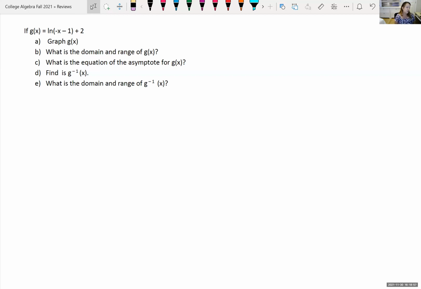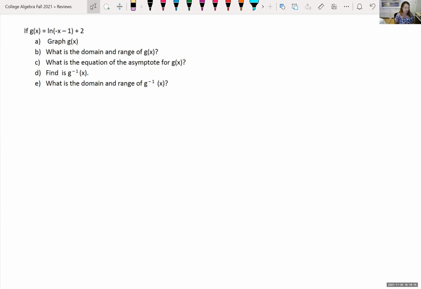Our next example is g of x equals the natural log of -x minus 1, plus 2. It says graph g of x. What is the domain and range of g of x? What is the equation of the asymptote for g of x? Find the inverse function of g of x. And what is the domain and range of g inverse of x?